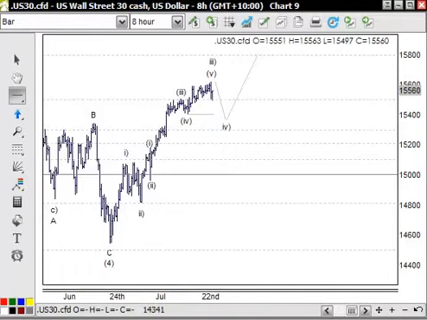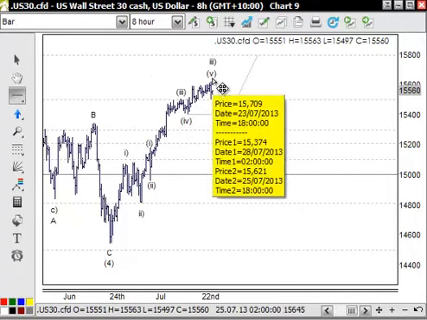Welcome, and here we're looking at the US 30, and there's a couple of things that can be pointed out here. We can see that the market was strong here, and we can see that it's struggling here, and we can see that the 15,500 here is the support, which may be broken if we're looking at the Elliott wave structure of having a fifth wave up through here.